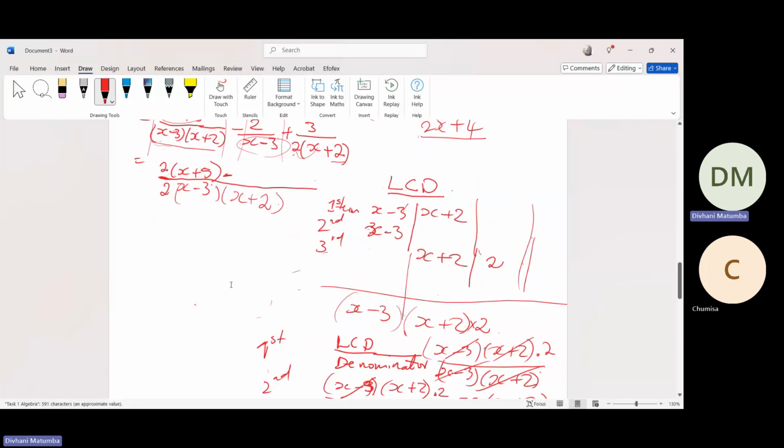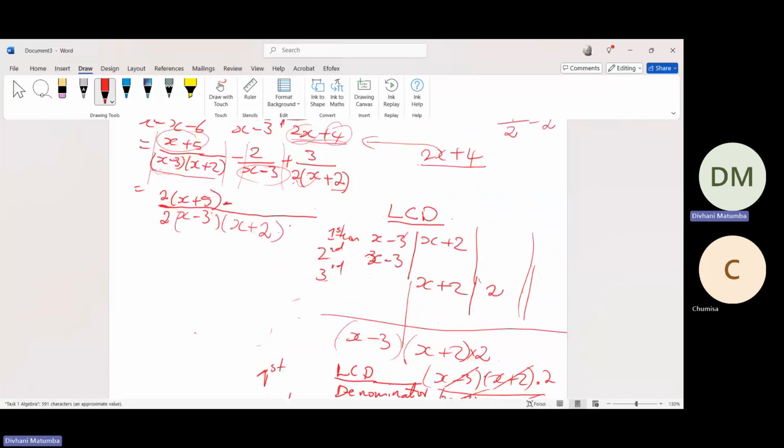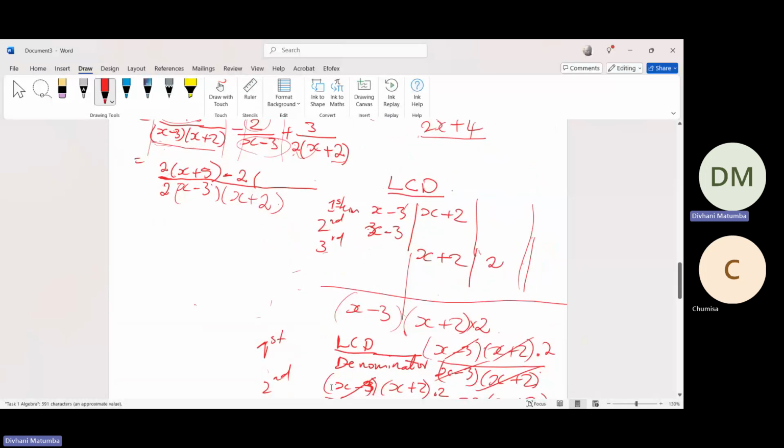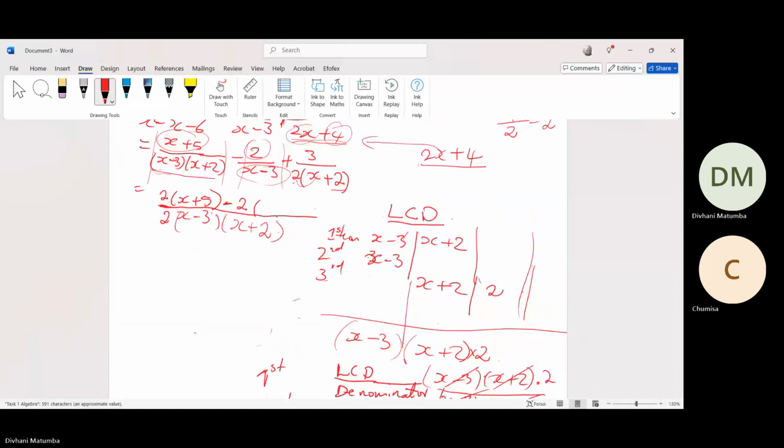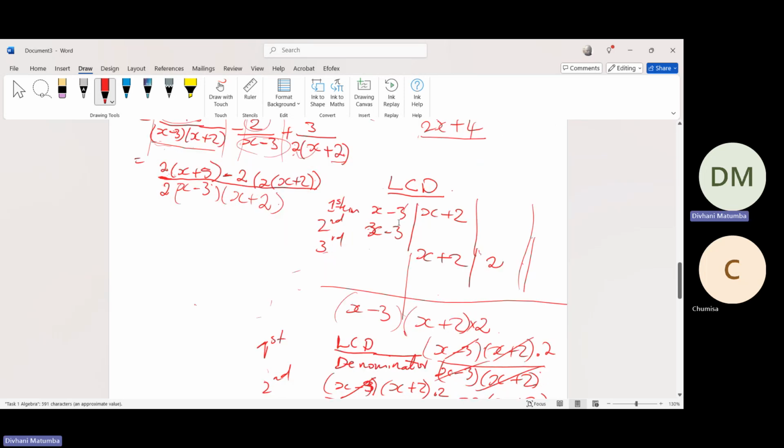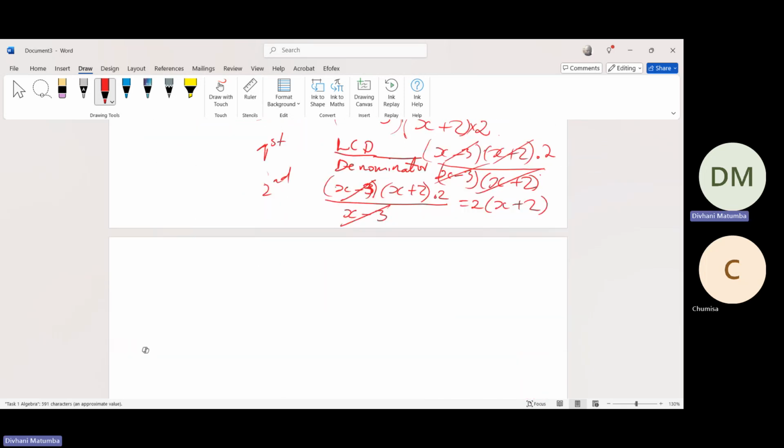You're going to multiply the 2 that you got here times what we got, again, 2 times x plus 2. Right. Okay, the third term, we're going to do the same thing.